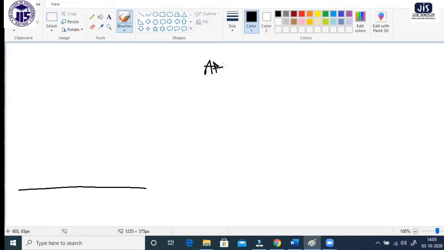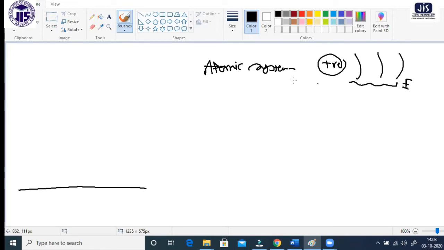Suppose I've got an atomic system. Now from this energy level, I've made incidence of an external photon and moved this electron up. So this is my ground state E1. This is my excited state, maybe E3.